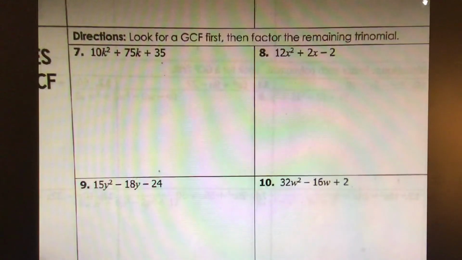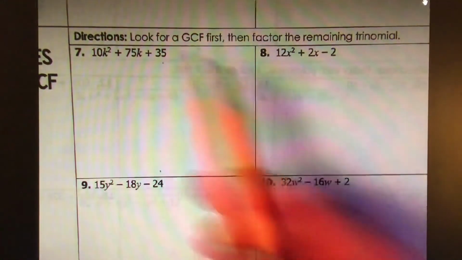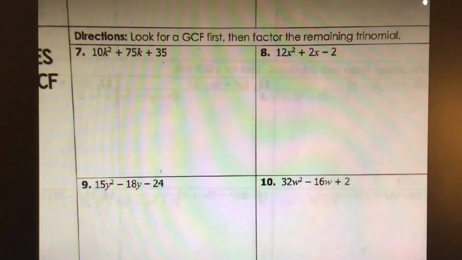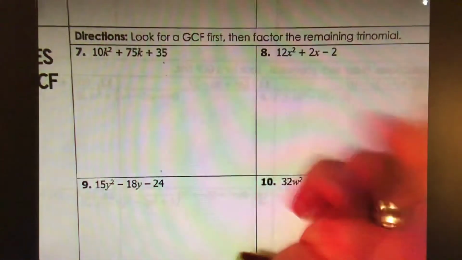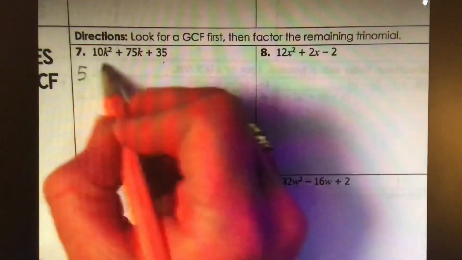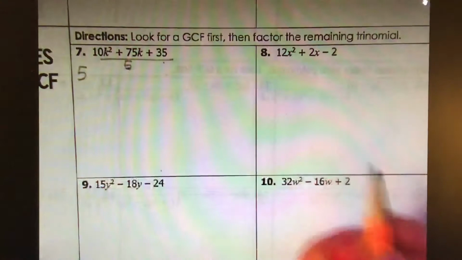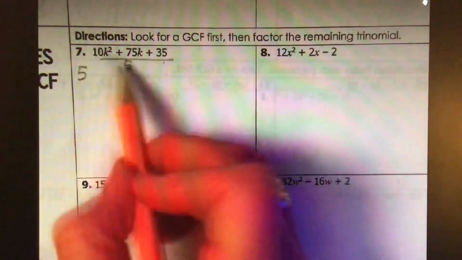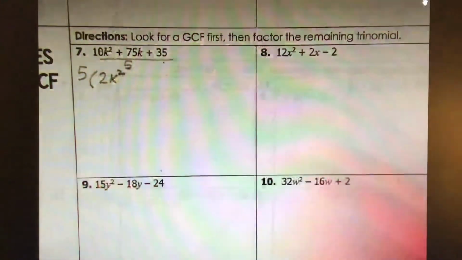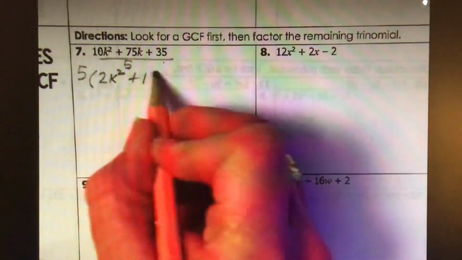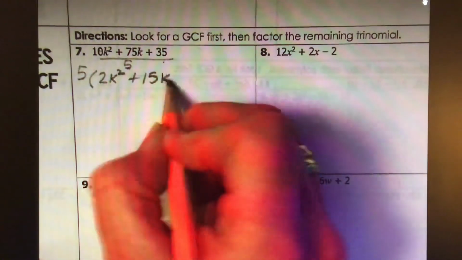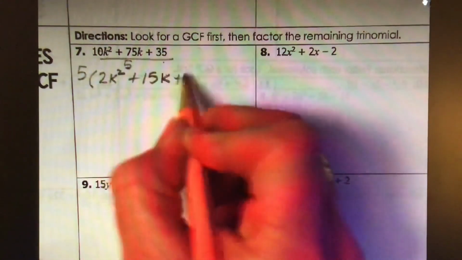Okay. So if I look at these numbers, I automatically think, oh, 5 goes into all of them. So can I factor these out? Oh man, this is going to be a lot of steps. Well, yes. Let's go ahead and factor out our 5. If I divide this out, that means I have 2k squared plus 15, because 75 divided by 5 is 15. 35 divided by 5 is 7.